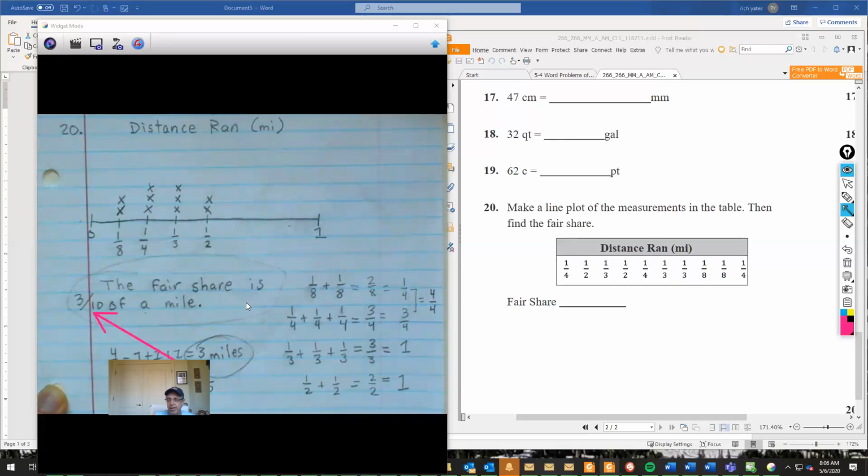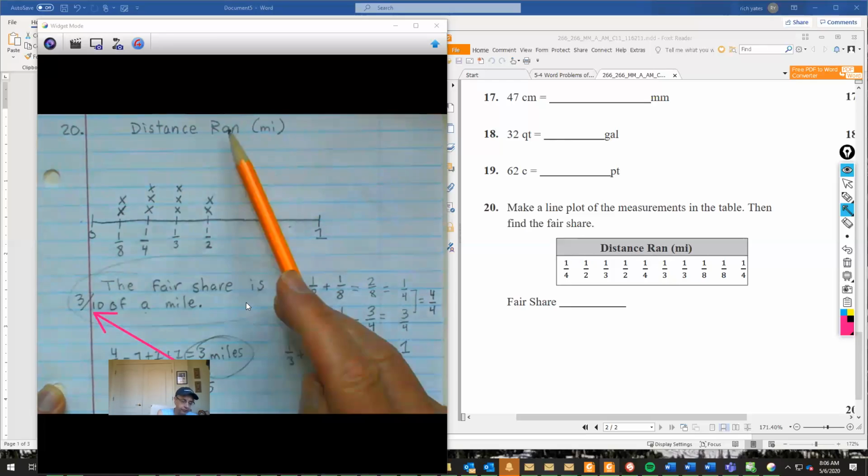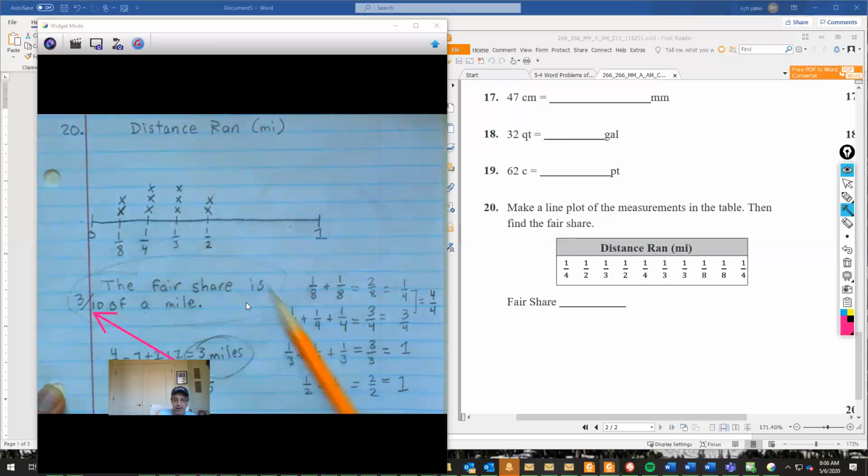So boys and girls, that's what I need you to show me on the second part of your Chapter 11 test. Make sure you show me your title, your chart, how you added it all up, how you made the fair share, and also your answer sentence that tells me what the fair share is. And that's all there is to it. If you have questions before you start on the test, let me know.